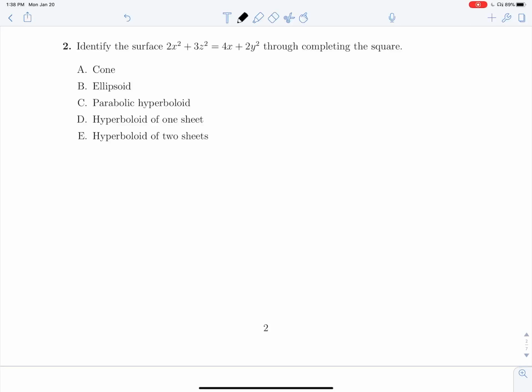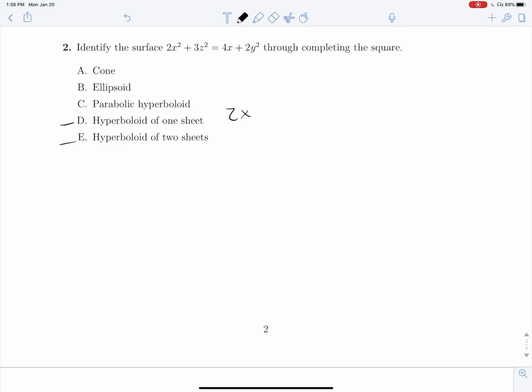Let's identify this surface by completing the square. So really, all we have to do here is get rid of this 4x. We need to kind of absorb it into this 2x squared to see whether we get a positive or a negative constant, because with these completing the square questions, it's either going to be a hyperboloid of one sheet or a hyperboloid of two sheets. Those are really our options.